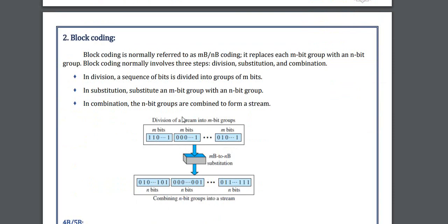Now we will discuss block coding, which is the second scheme. Block coding is normally referred to as mB/nB coding. It replaces each m-bit group with an n-bit group. In block coding, we have division, where a sequence of bits is divided into groups of m bits. Then substitution, where m-bit groups are replaced with n-bit groups. Then combination, where the n-bit groups are combined into a stream.